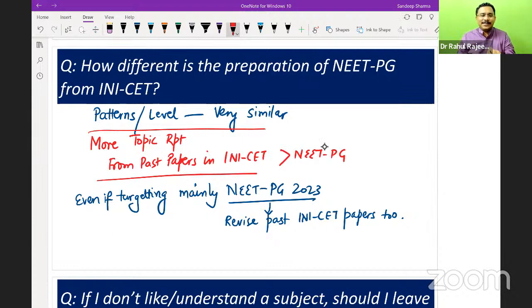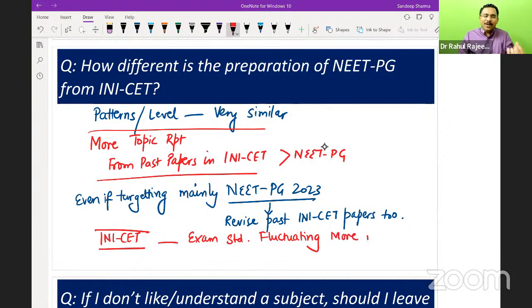But the best solution for that is to stick to your basics, because once your basics are thorough and you do enough MCQ practice, I think you will be able to adjust to the range of questions. Even if they ask some basic factual questions, you will be able to answer. And even if it is a clinical scenario question, you will be able to answer.